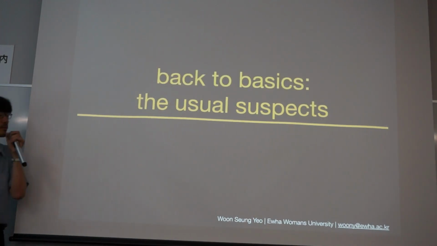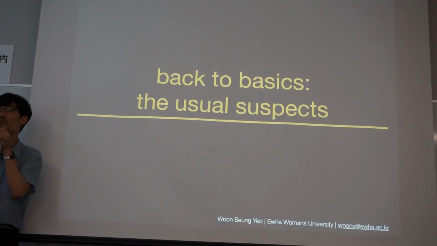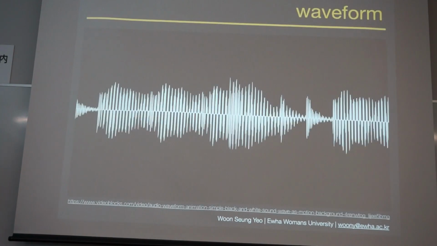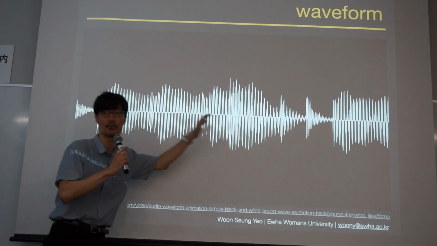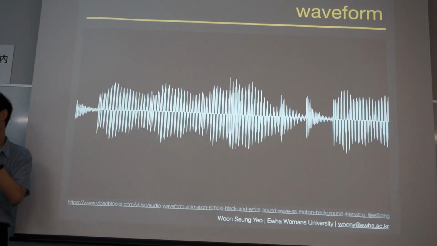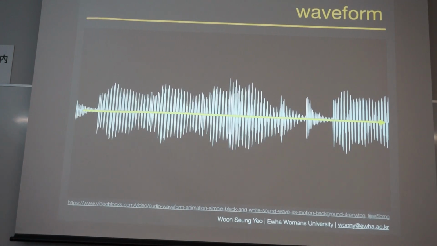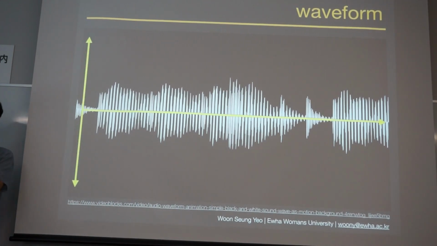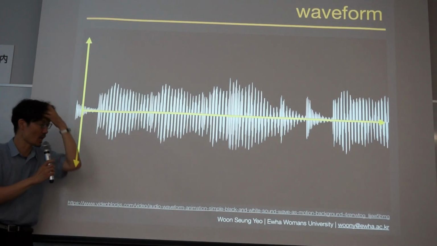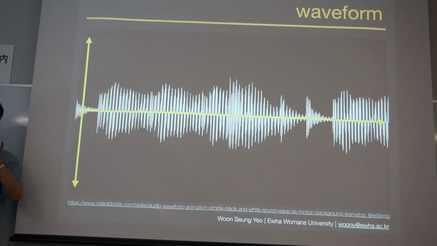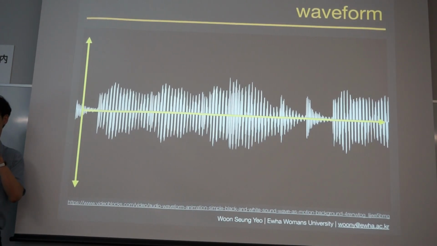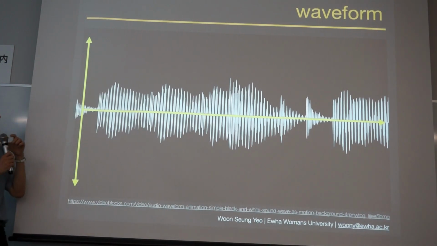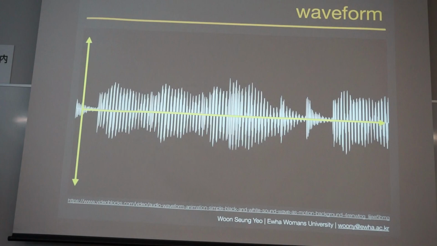So let's go back to the very basic part of this sound visualization. Perhaps the most famous example of visualizing sound would be this one, waveform. So we all know what this is. Time goes from left to right, and the vertical axis represents the amplitude, or maybe the loudness. It is actually different. I mean, loudness is not exactly the same as the amplitude. Amplitude is the physical quantity, and loudness is more perceptual stuff, right? But anyway, we can think of this mapping first.